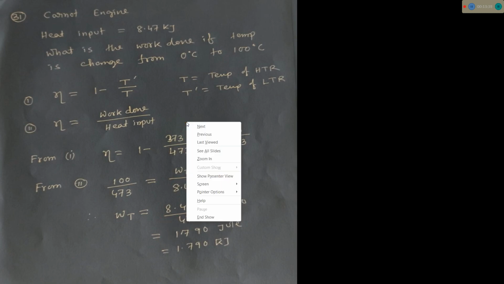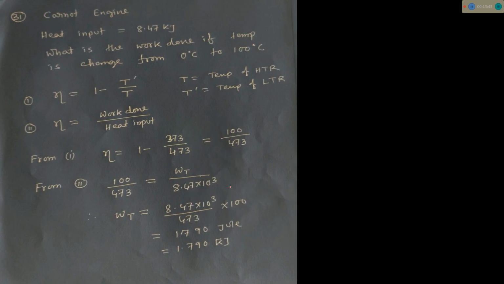Sorry for the mistake. Here, this is not 3, this is 273 Kelvin. So this will also become 2, not 1. So this also becomes 2.